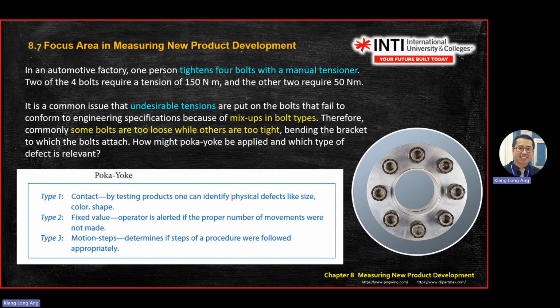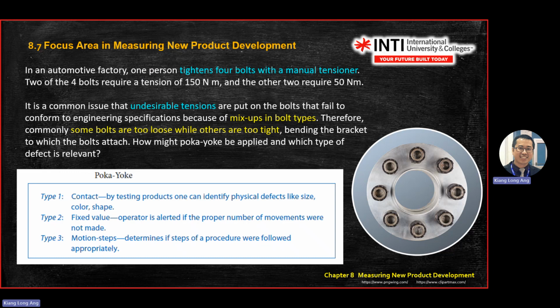This one, motion step, determines if the steps of the procedure are followed appropriately. This one maybe is the way you screw things, like how you rotate. You rotate clockwise or rotate anti-clockwise. So if you set the value correctly.